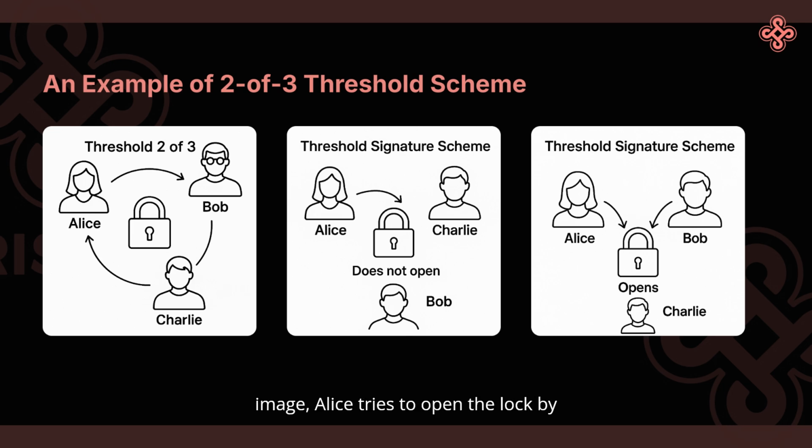In the middle image, Alice tries to open the lock by herself. But with just one share, she can't unlock it. One share is not enough in a 2 of 3 scheme. In the right image, Alice and Bob work together. With 2 shares combined, they're able to open the lock successfully.